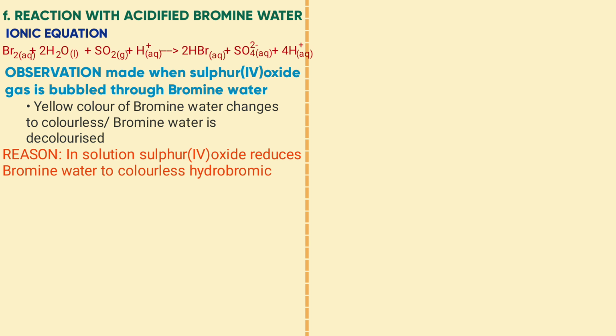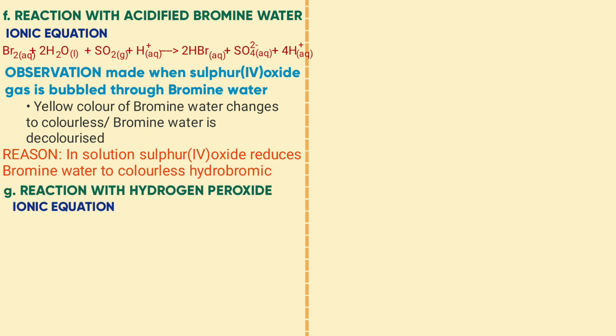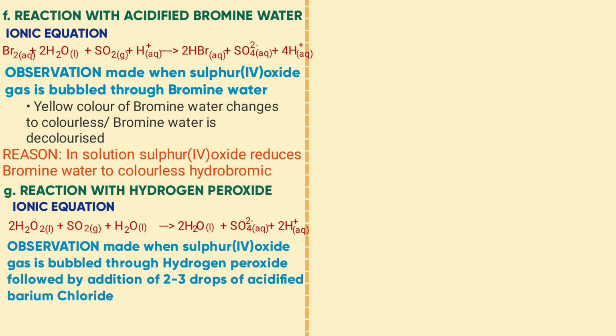Now, the reaction with hydrogen peroxide. The equation is hydrogen peroxide plus sulfur dioxide plus water, arrow 2 water plus sulfate plus 2 hydrogen ion. Now, the observation made when sulfur dioxide is bubbled through hydrogen peroxide, followed by addition of 2-3 drops of acidified barium chloride.